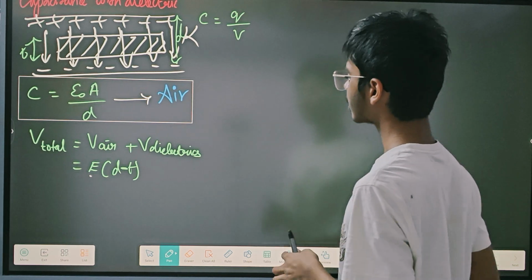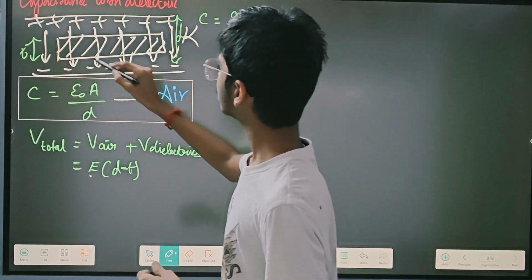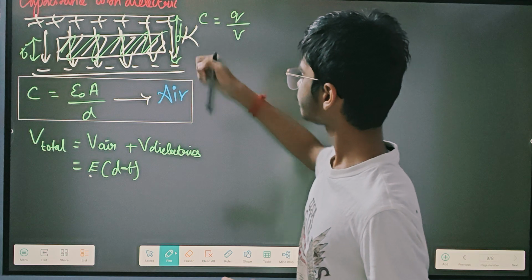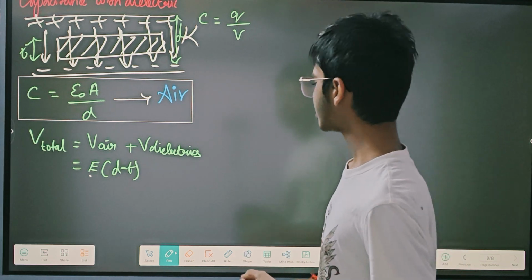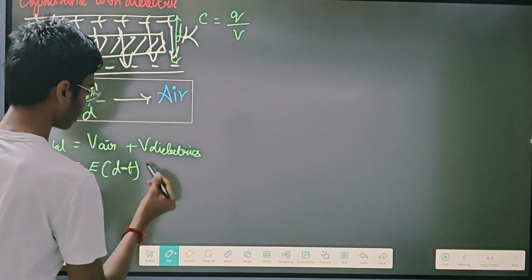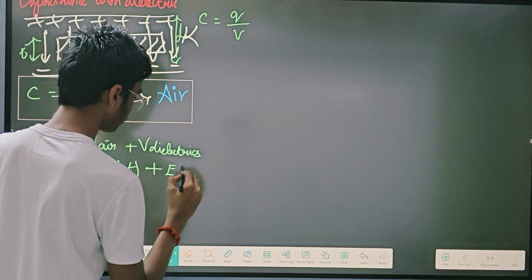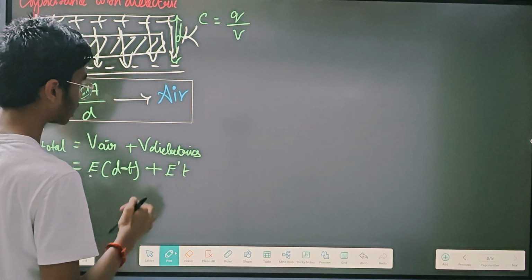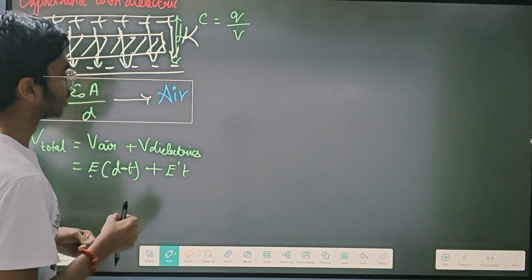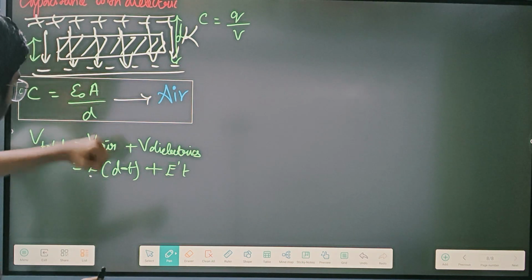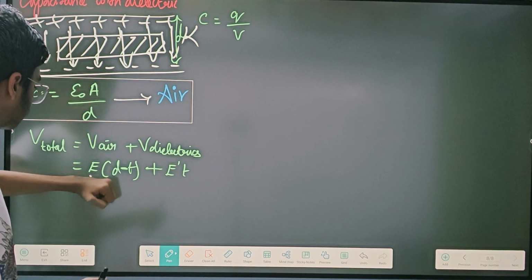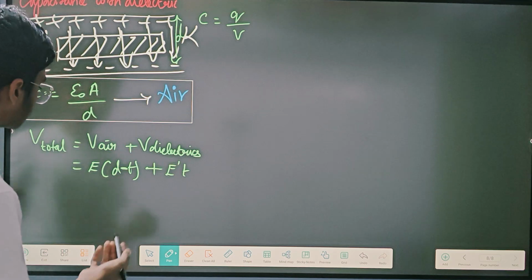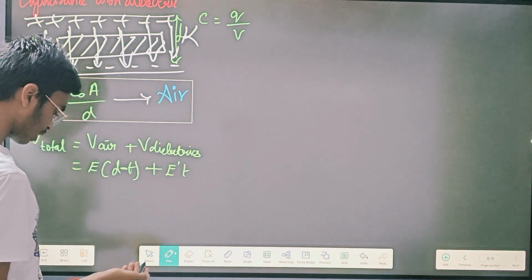So for dielectrics, what you have to do? You have to include only this area. So it can be said as plus E into t, or E dash into t will be correct, because the electric field inside this will be different and the electric field outside will be different. So electric field inside and outside.